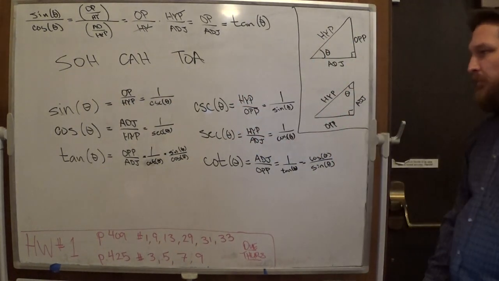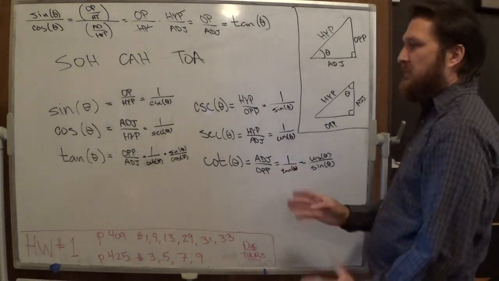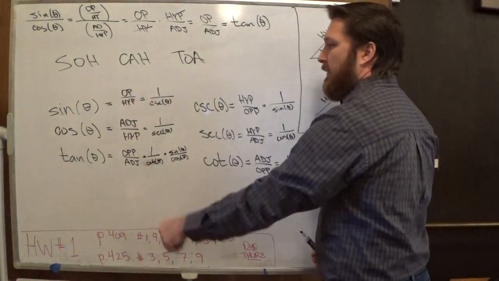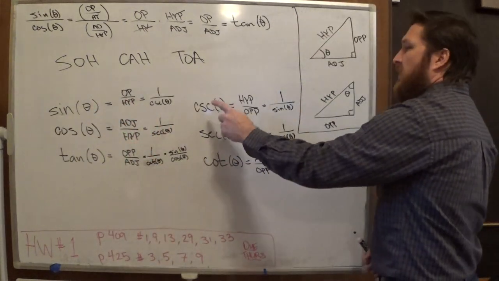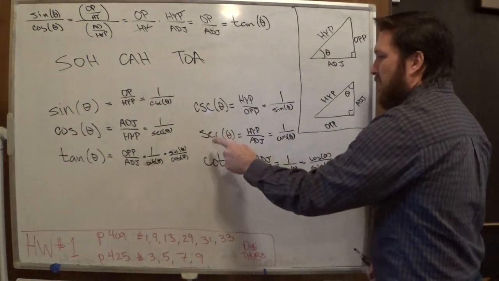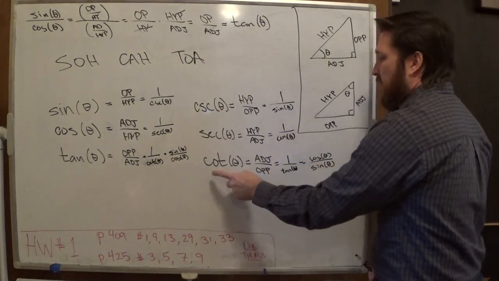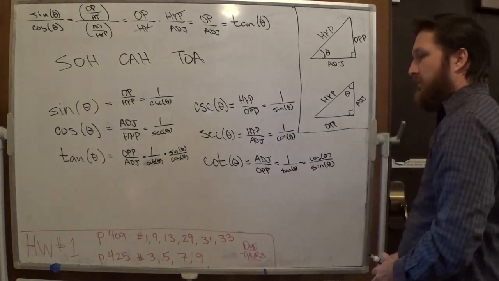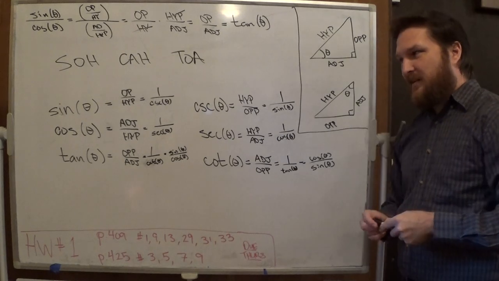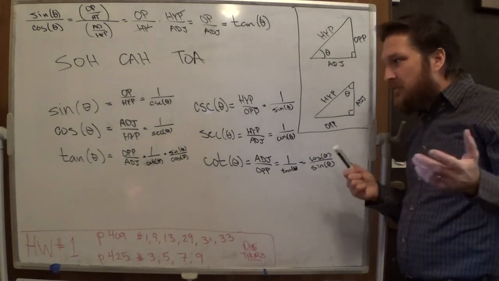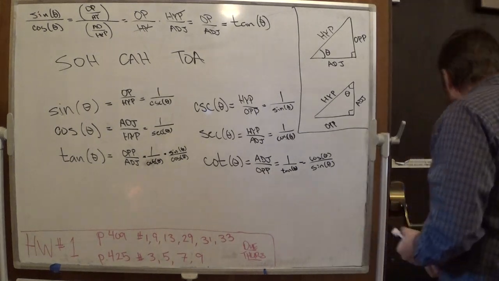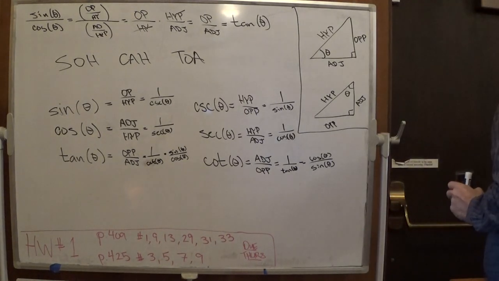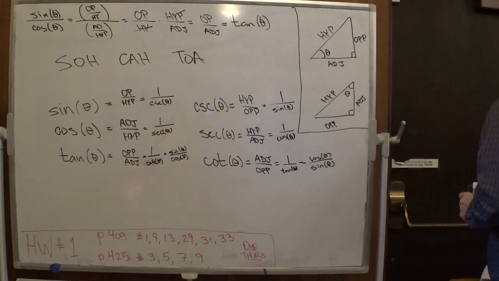But this is the bread and butter of this class right here, these 6 definitions. Sine's opposite over hypotenuse. Cosine adjacent over hypotenuse. Tangent opposite over adjacent. Cosecant hypotenuse over opposite. Secant hypotenuse over adjacent. Cotangent adjacent over opposite. And we'll see just how useful these 6 nifty little definitions of functions are. It's amazing how useful they end up being.